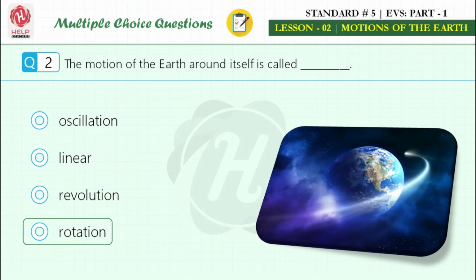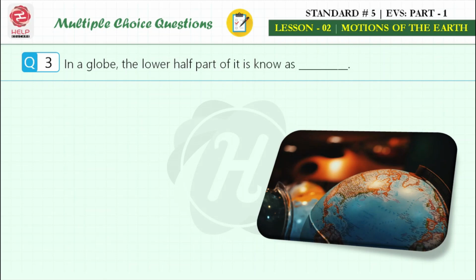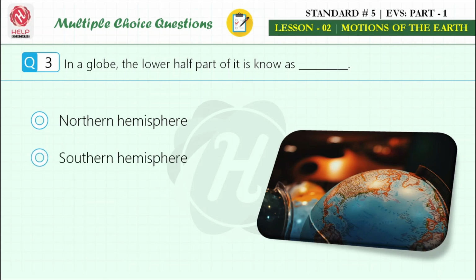Correct answer is rotation. Question number 3. In a globe, the lower half part of it is known as dash. First option, Northern Hemisphere. Second option, Southern Hemisphere. Third option, North Pole. Fourth option, South Pole.